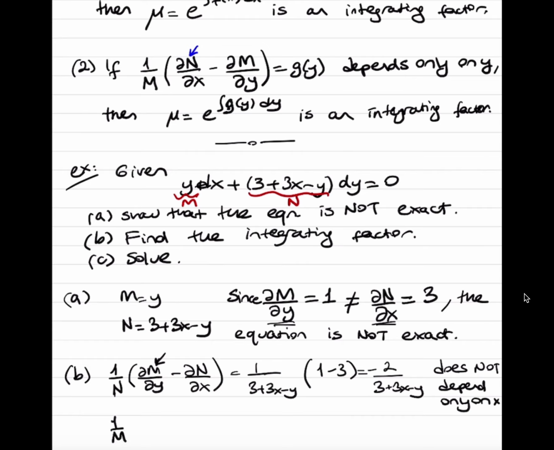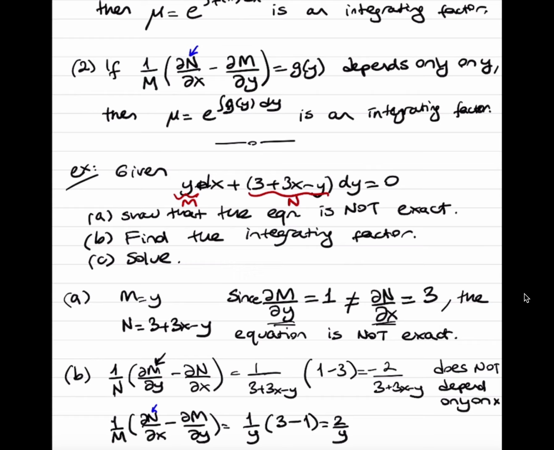Let's look at this one, 1 over M. So I start with 1 over M, so I will continue with N minus del M over del y. So what is M? It is 1 over y, and 3 minus 1. So it is 2 over y.